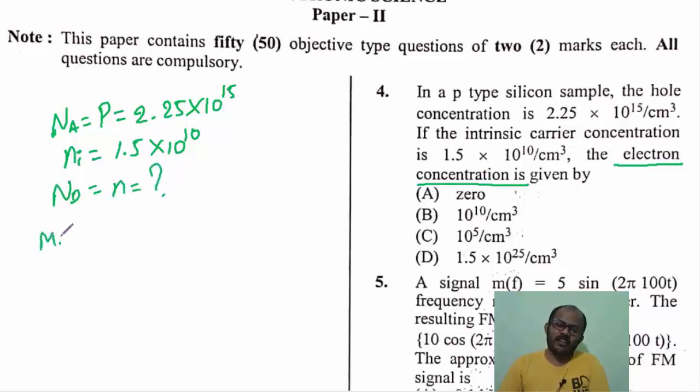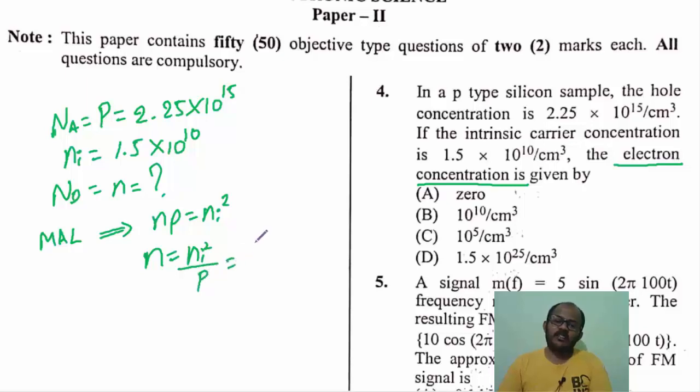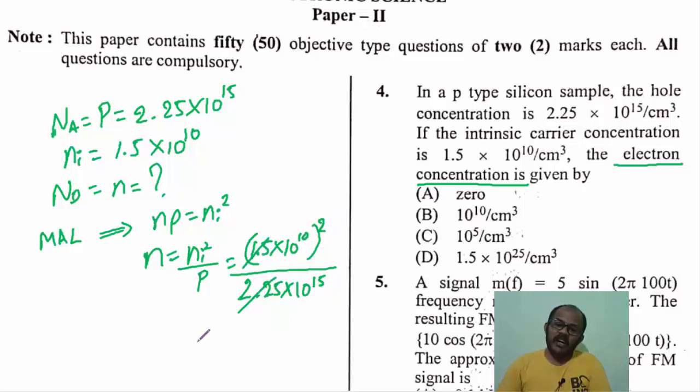We know from the mass action law, np equals Ni square. So what is the value of n? n equals Ni square divided by p. Ni square is (1.5 into 10 power 10) the whole square, divided by the value of p, which is 2.25 into 10 power 15. What is 1.5 square? It is 2.25, right? Next, 10 power 10 the whole square is 10 power 20. 10 power 20 divided by 10 power 15 is 10 power 5 per centimeter cube.